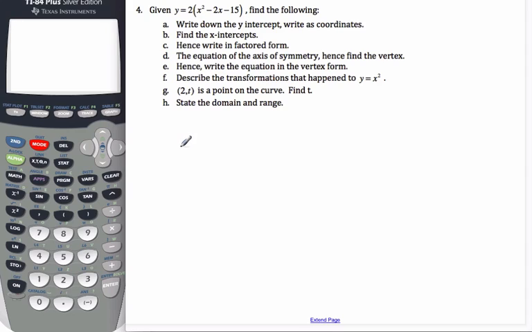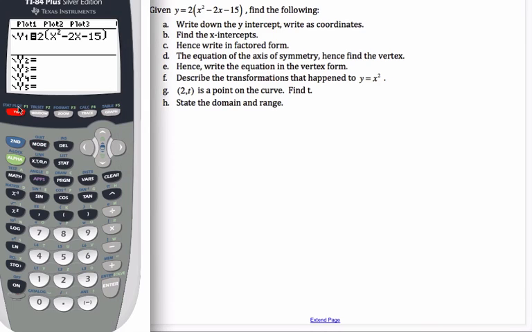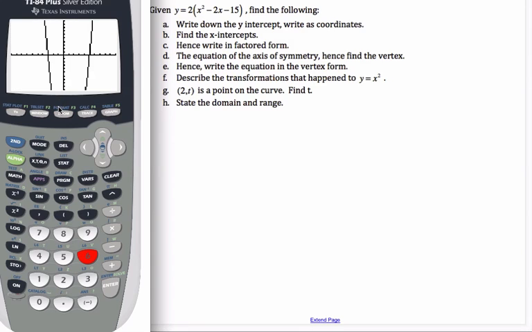For this problem, nowhere in here does it say we cannot use a GDC, so I'm going to use my calculator. And I've taken the liberty to enter it into the calculator already. And I'm going to zoom to number 6, which is my standard window. And when I see this, I know I want to go further down. So I want to change this y minimum.